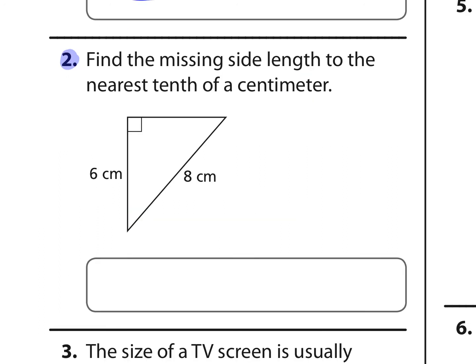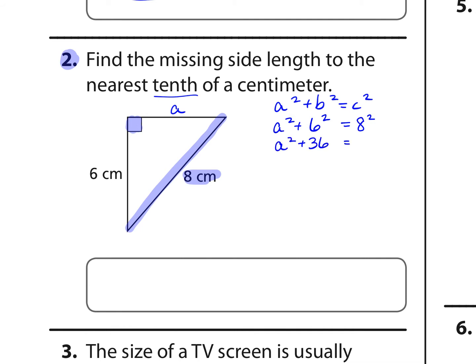Number 2, find the missing side length to the nearest tenth of a centimeter. So I start with the formula a squared plus b squared equals c squared. And this time we have that the hypotenuse is 8, so we'll plug that in for c. And we don't know one of the missing sides, one of the legs. So I think I'll call that missing side A, and I'll call 6 B. And we simplify. 6 squared is 36. 8 squared is 64.